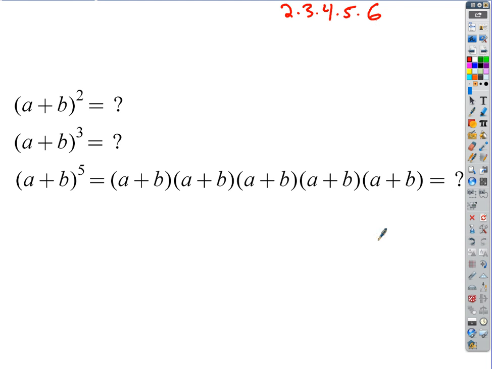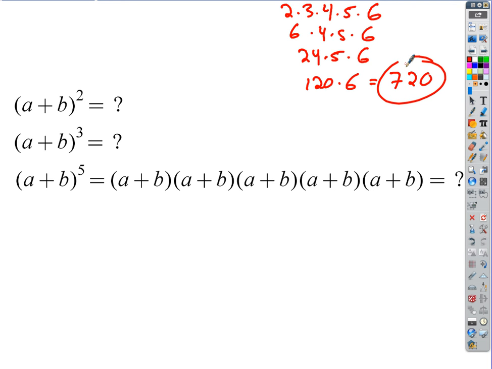Okay, well, how would you do that? Just 2 times 3. 2 times 3 is 6 times 4 times 5 times 6. 6 times 4, which is 24. So that's going to be what, 120 times 6, which is 720. Okay. Now those are just numbers, so it's easy, but can you see where that would be kind of tedious if you had binomials that you're trying to multiply out?